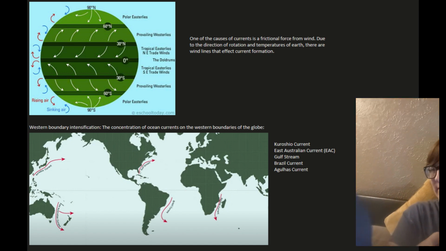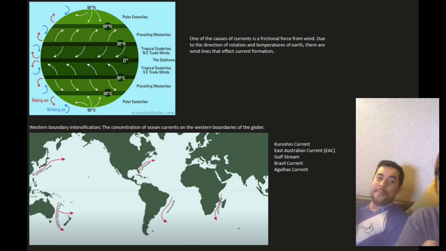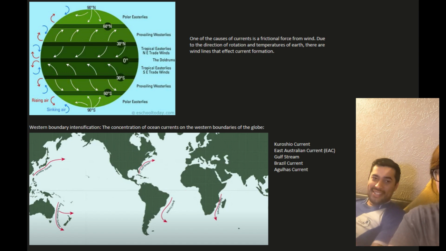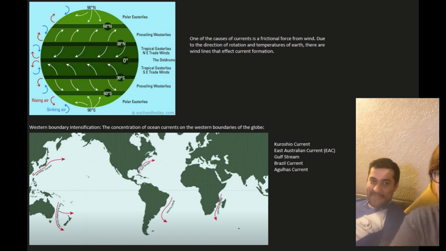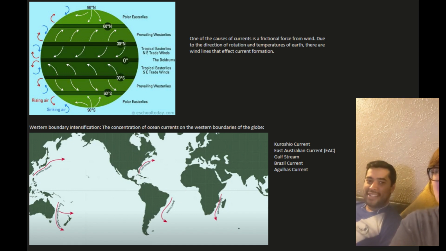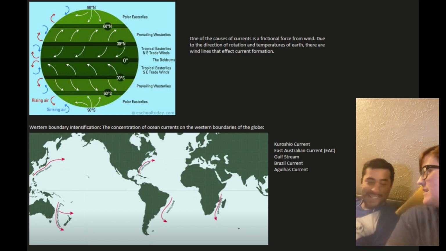I learned that because of the rotation of the Earth, winds go a certain direction, and because the winds go that direction, that's what makes the water flow that direction, and it goes up because it hits the land and has nowhere else to go.